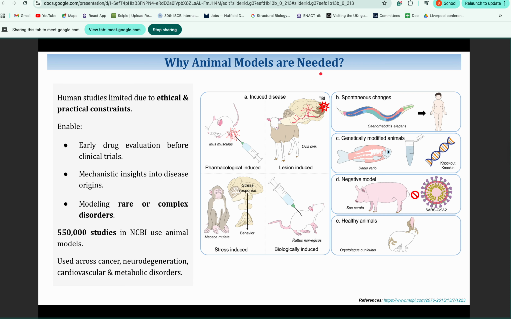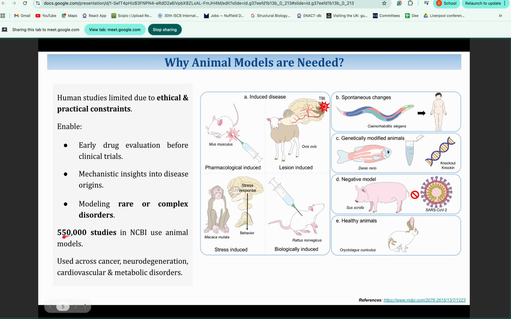So why are animal models needed? Human studies are limited due to ethical and practical constraints. We cannot directly study anything on humans, so there are ethical concerns. Animal models enable early drug evaluation before the clinical trials. Before initiating the clinical trials, before trying it on patients, we first try it on animal models. We generate mechanistic insights into the disease origin. We study what the disease mechanism is, how it is happening. We model rare and complex disorders.